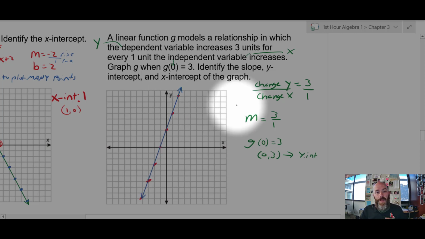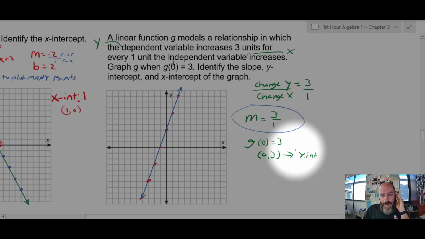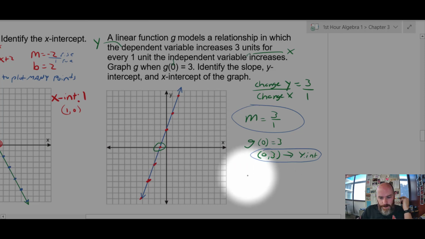All right. And then it says identify the slope. So we have slope here. Identify the y-intercept. The y-intercept is 3. And then the x-intercept of the graph is right here. So the x-intercept is -1, also known as (-1, 0).